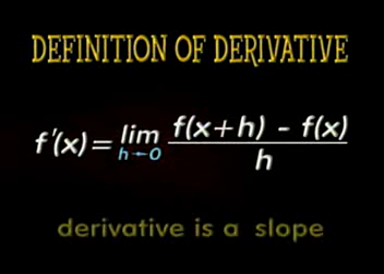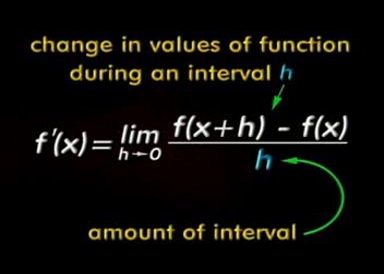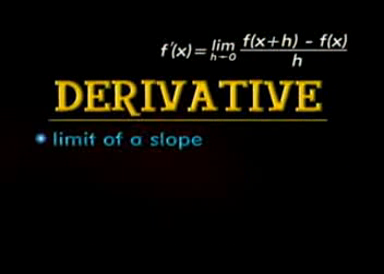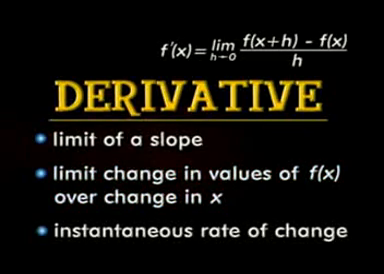So, we see that the derivative is just a slope. But if we look closer, we see that the numerator is the change in values of the function during an interval h, and the denominator is just the amount of the interval h. So, the derivative is not just the limit of a slope, it is also the limit of the change in values of f of x over the change in x, or the instantaneous rate of change.